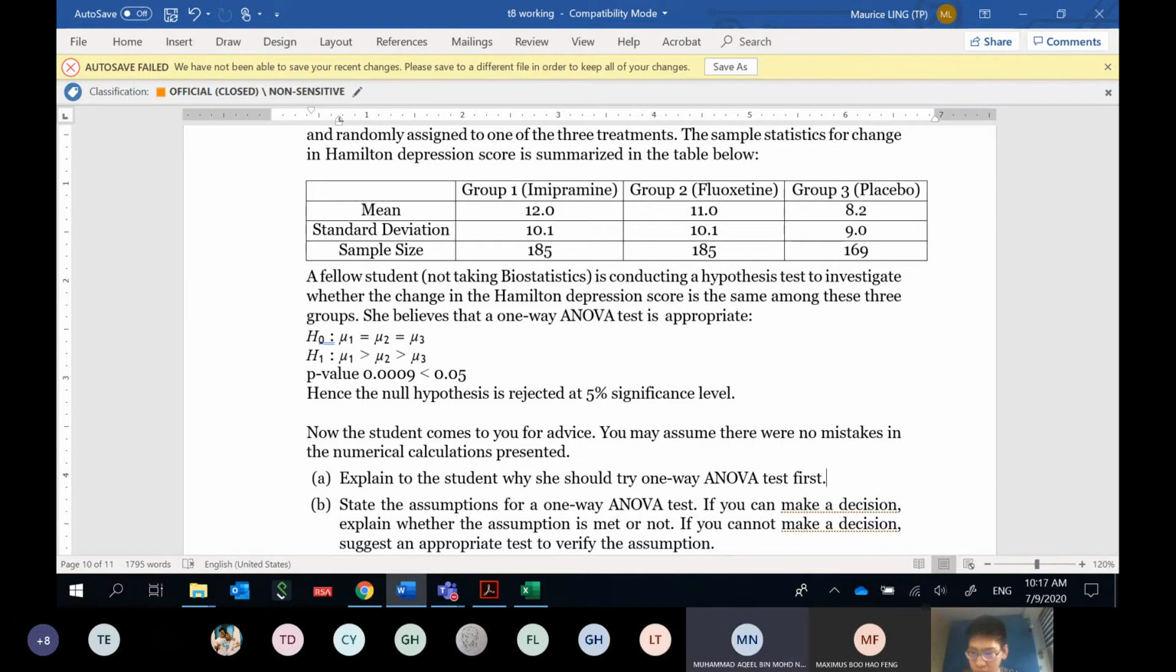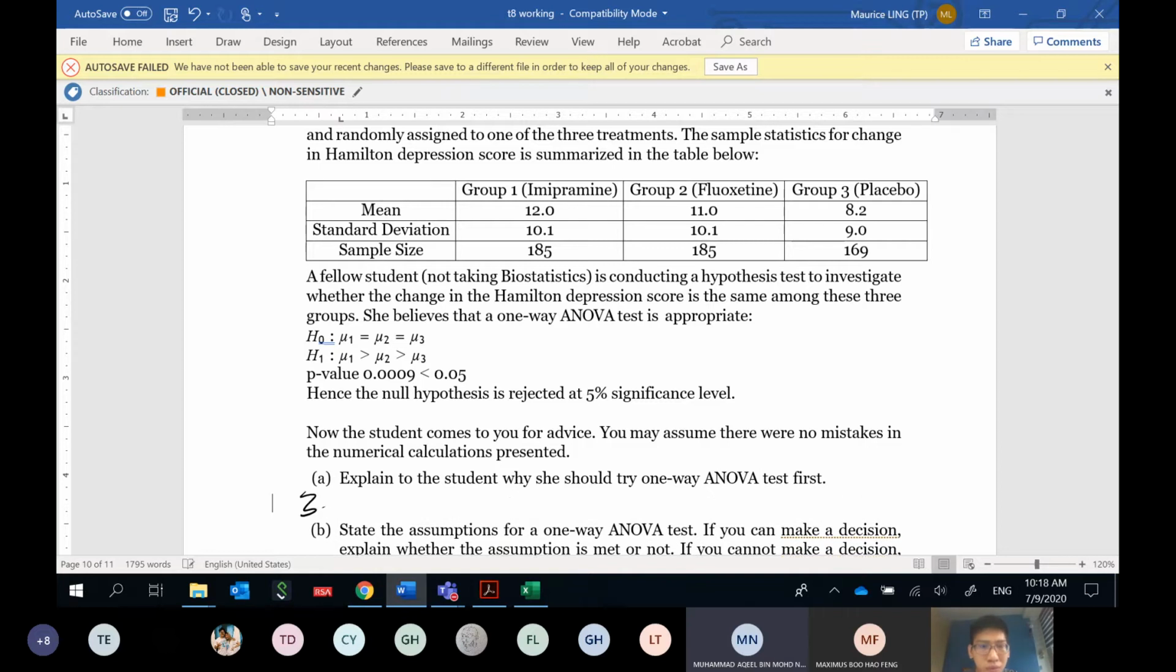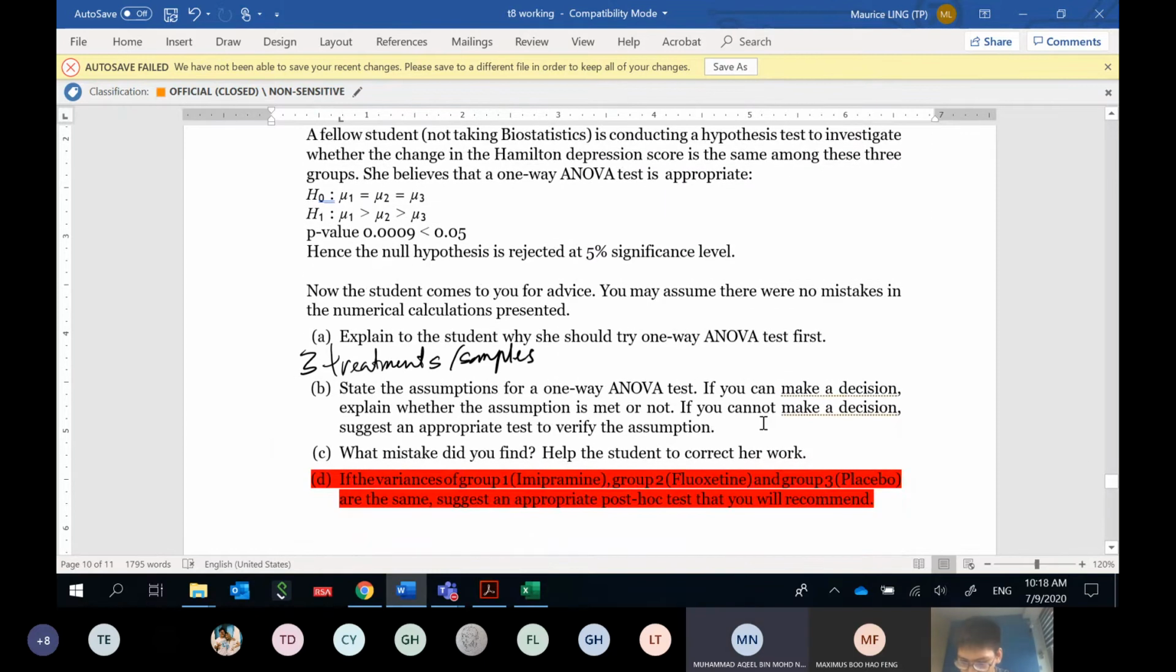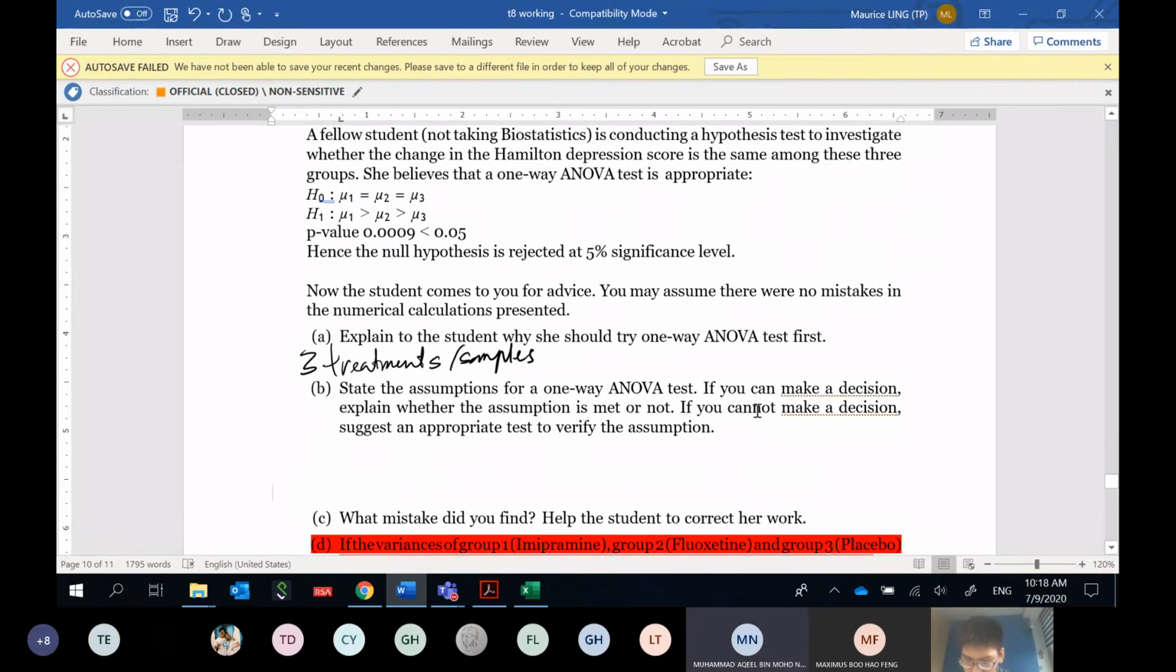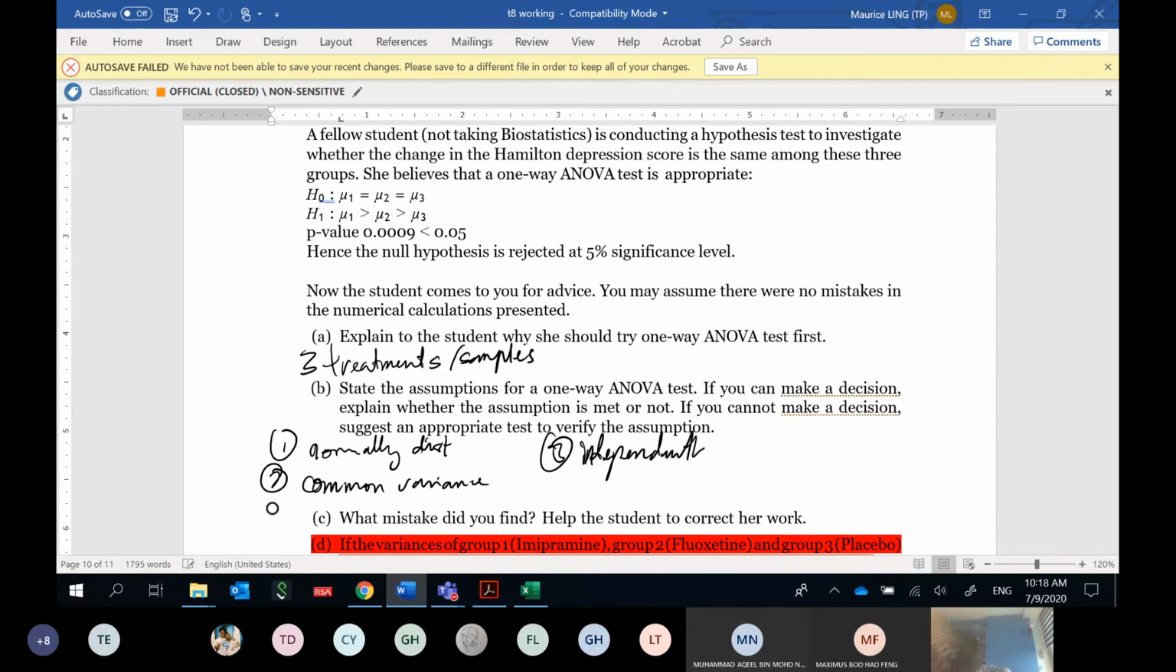Yes, correct. Because there are 3 treatments or 3 samples, one-way ANOVA may be suitable. So what are the assumptions for ANOVA? The population must be normally distributed. The population has a common variance. And the data must be obtained independently and randomly. Independent, correct. So Max, going back to you, question 12, because the samples are not independent.